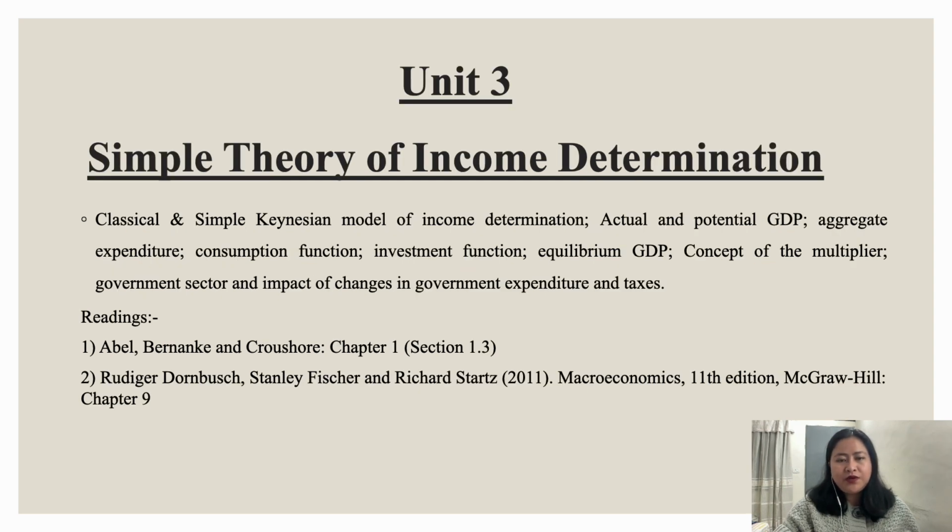In Unit 3, we are going to study the simple theory of income determination. We are going to look into the classical and the simple Keynesian model of income determination, actual and potential GDP, aggregate expenditure, consumption function, investment function, equilibrium GDP, concept of the multiplier, government sector, and impact of changes in government expenditure and taxes. For this particular unit, we are going to refer to the book ABC, where we are going to look into Chapter 1, Section 1.3, and Dornbusch, Fischer and Startz, Chapter 9.